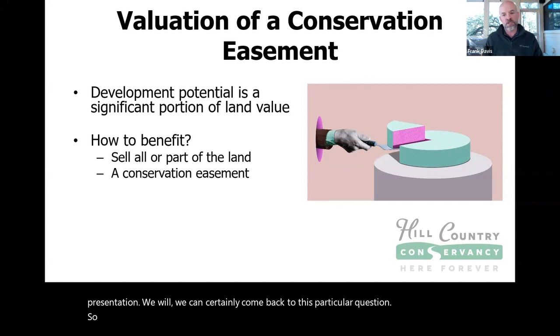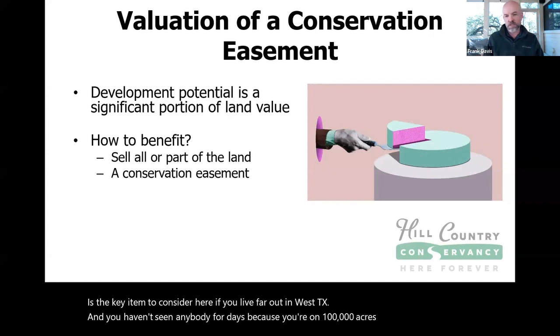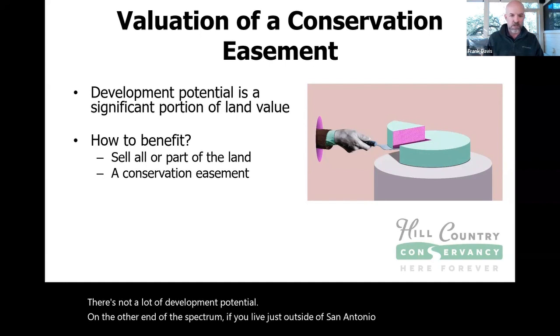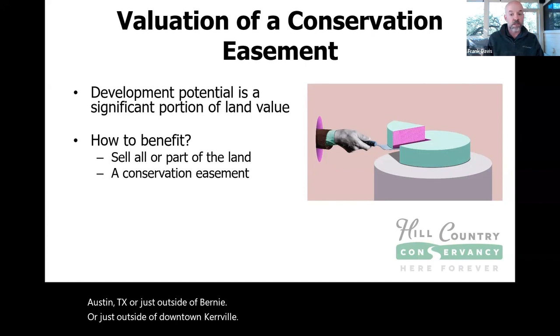So development potential is the key item to consider here. If you live far out in West Texas and you haven't seen anybody for days because you're on 100,000 acres and you're out in the middle of nowhere, there's not a lot of development potential. On the other end of the spectrum, if you live just outside of San Antonio, or just outside of Austin, Texas, or just outside of Boerne, or just outside of downtown Kerrville, there's a lot of development potential. And so there's sort of a relative amount of development potential associated with your land.